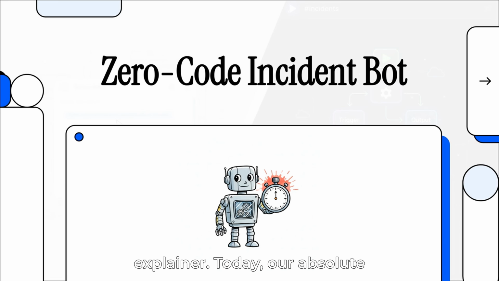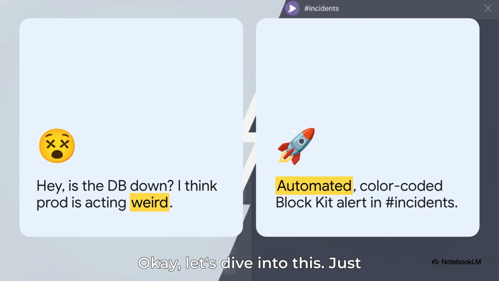Welcome to this explainer. Today, our absolute goal is to completely automate your chaotic incident reporting process. We're going to build a zero-code alert bot right inside Slack, and we're taking you from sheer panic to organized resolution. And honestly, the best part? We're going to do the whole shebang in exactly 15 minutes. Okay, let's dive into this.